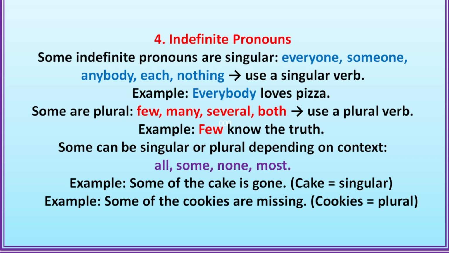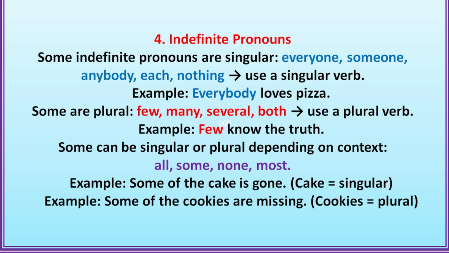Some are plural. What are these? These are few, many, several, both. These are called plural indefinite pronouns. If these pronouns are given in the subject, then we have to use plural verbs. Example: Few know the truth. Few is a plural indefinite pronoun given in the subject, so know is used, meaning a plural verb.